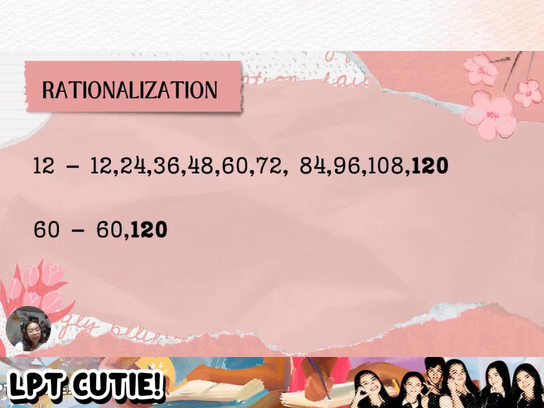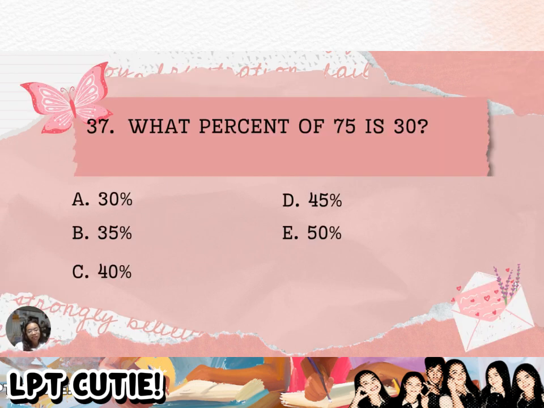So how did we get 120? First we got the multiples of 12, which we have here: 12, 24, 36, and so on till 120. Meanwhile, we also got the multiples of 60, which are 60 and 120. Since the least common multiple in our list is 120, that becomes our LCM, or least common multiple. So a really simple way of finding the least common multiple is listing the multiples of your given numbers.